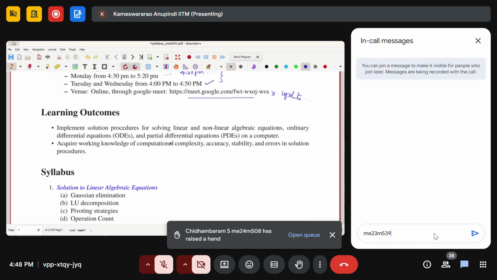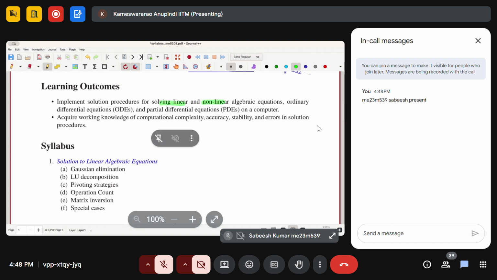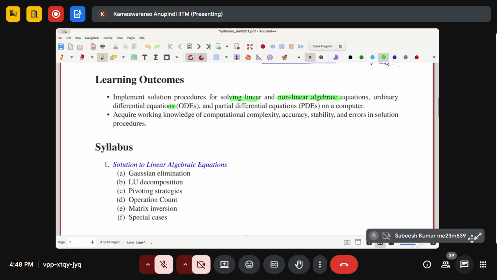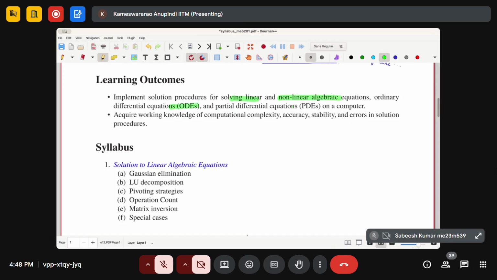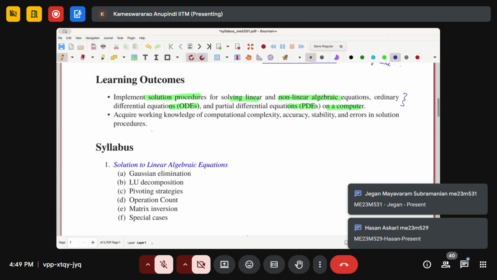Okay. So coming to the learning outcomes, what are you going to learn once you do this course is you'll be able to implement solution procedures for solving linear and nonlinear algebraic equations, and then also ordinary differential equations, that is ODEs, and partial differential equations on a computer. So you're going to implement solution procedures, which we are going to learn the theory, and then you're going to do the programs through assignments and so on. Of course, I'm also going to give you the algorithms on which how do you code. We're going to learn all that.